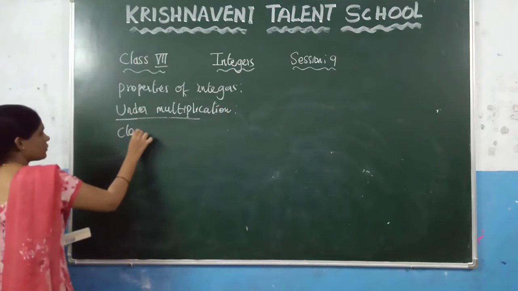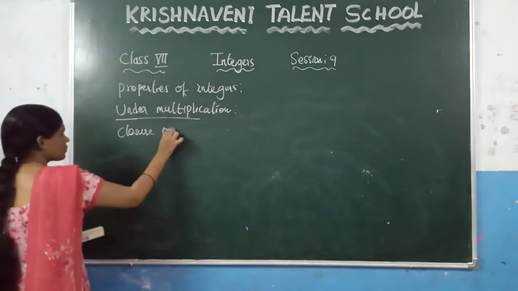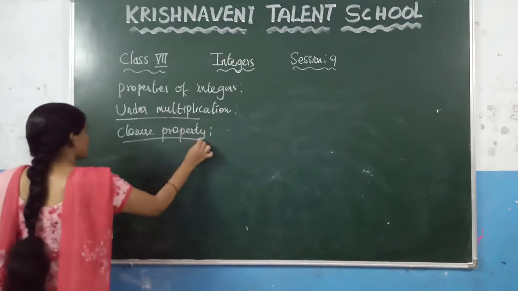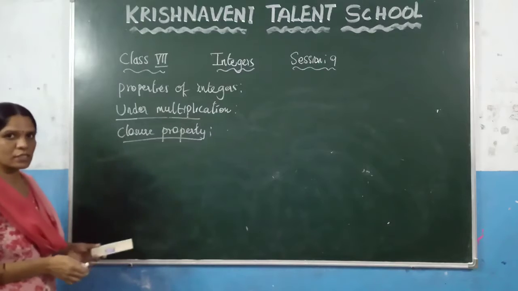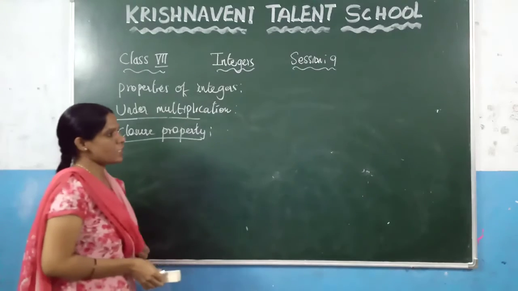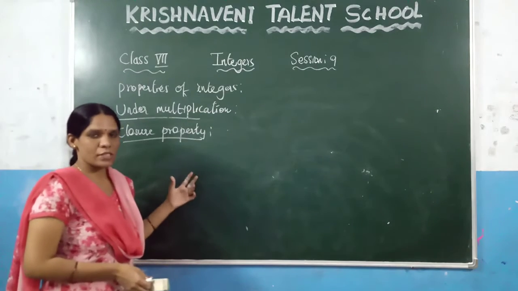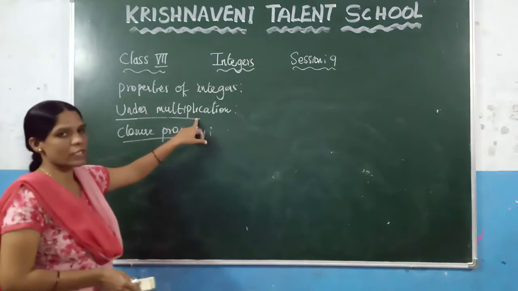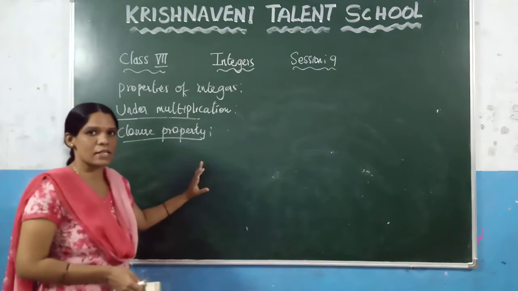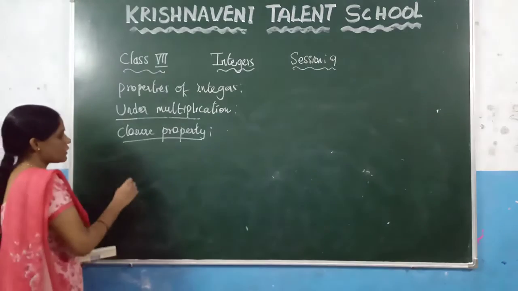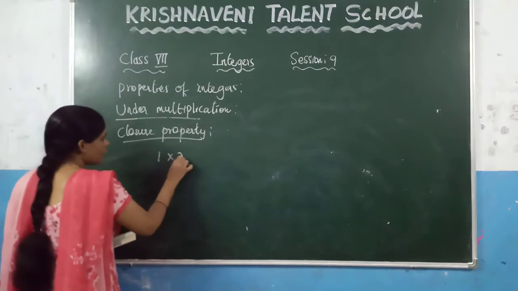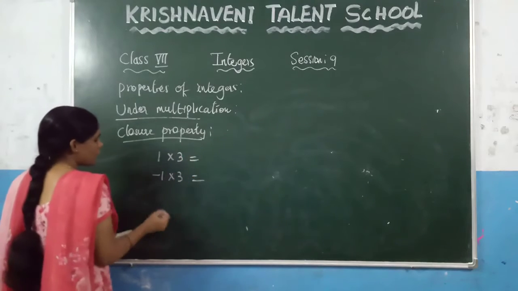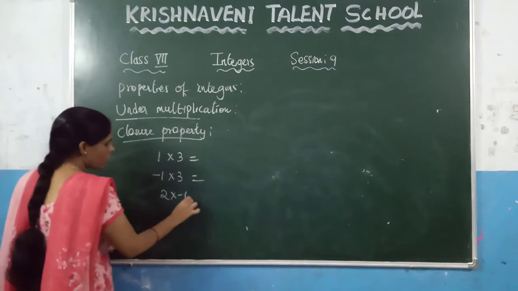What is our first property? Closure property. What does it state? You have to consider two integers. Under addition, if you add two integers, you get a result that is also an integer. Here, if you multiply two integers, you get a result that is an integer. Consider two integers and multiply: 1 into 3, minus 1 into 3, and 2 into minus 4.